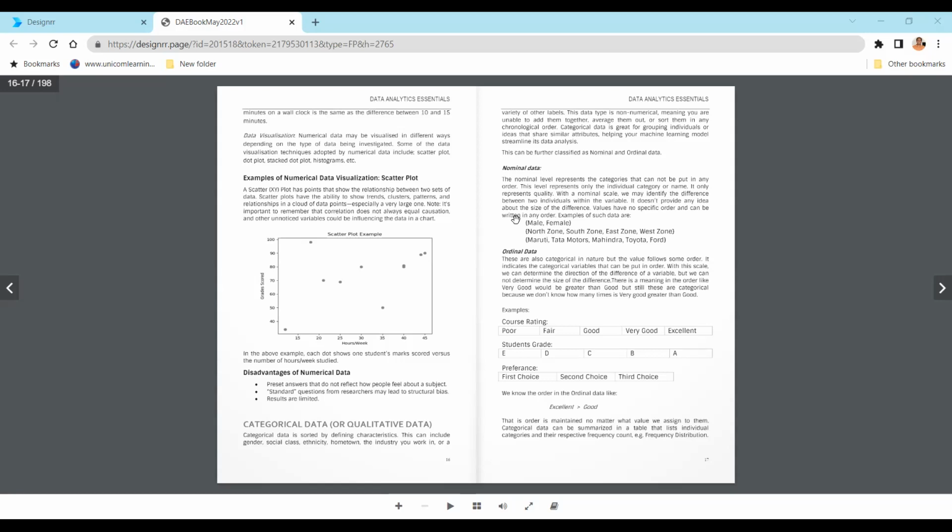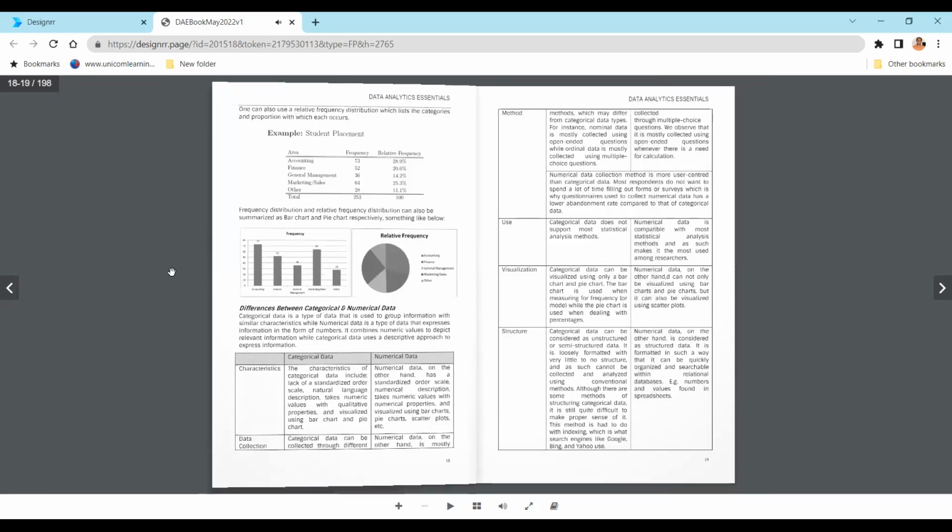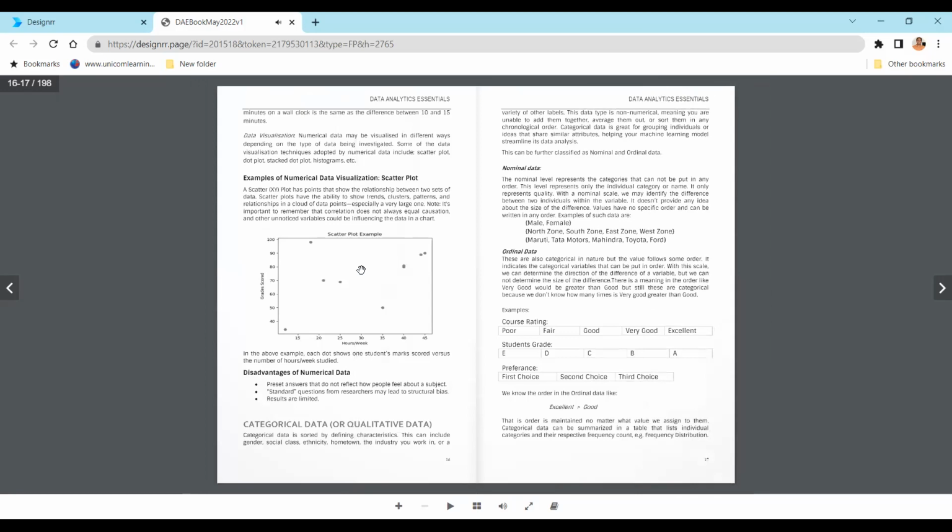Each point represents two values: one value on the x-axis and the other value on the y-axis, correct? So this is the plot to draw. Now, when we go to categorical data, we discussed two types of values, nominal and ordinal.